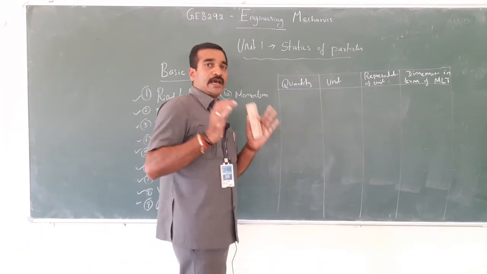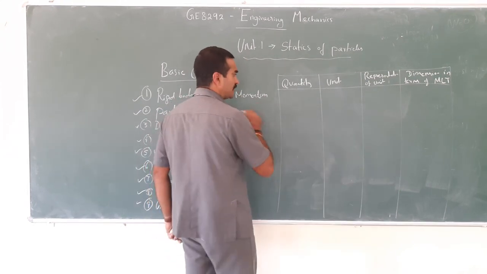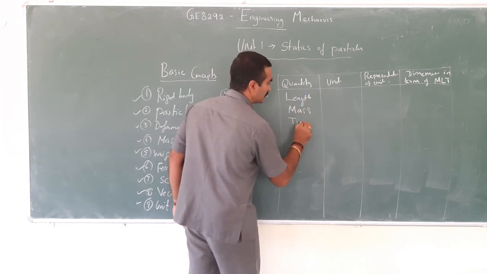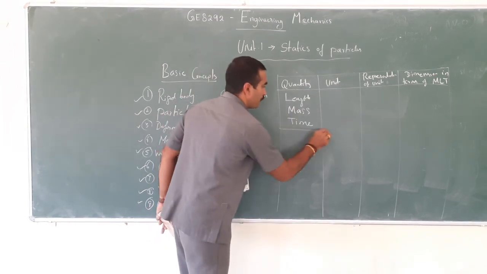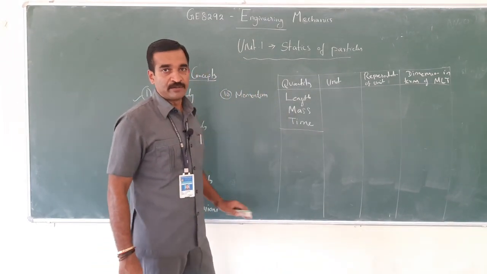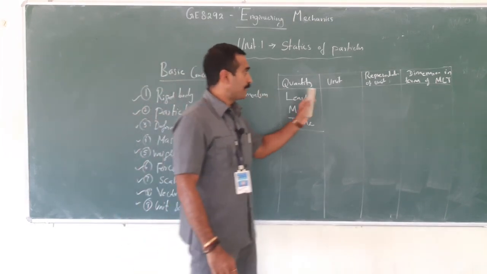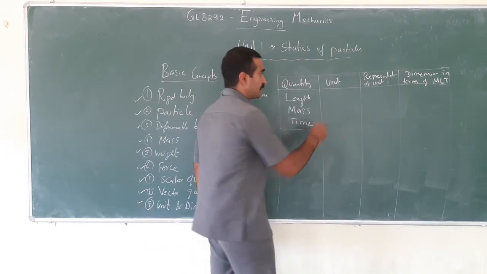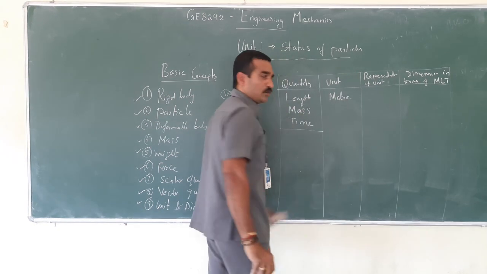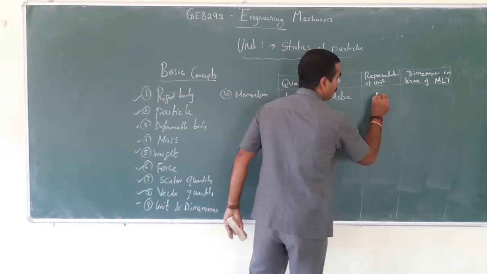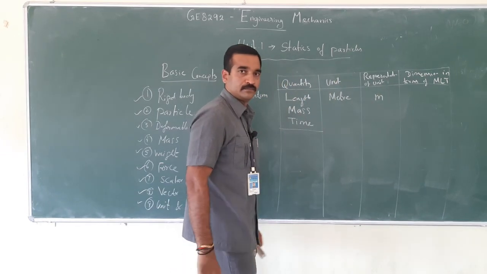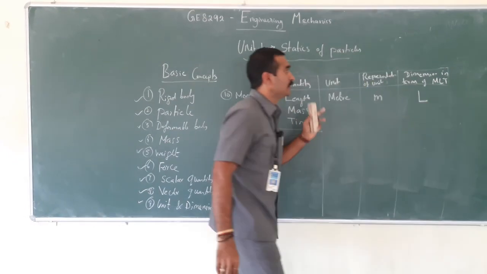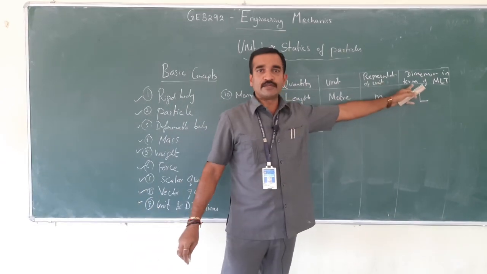I told you about the basic units. What are the basic units? Length, mass and time. These are the basic units or basic dimensions. Now listen carefully how I am going to mention the unit here. The unit of length is meter, and it is represented by small m. The dimension of length in terms of MLT is L.